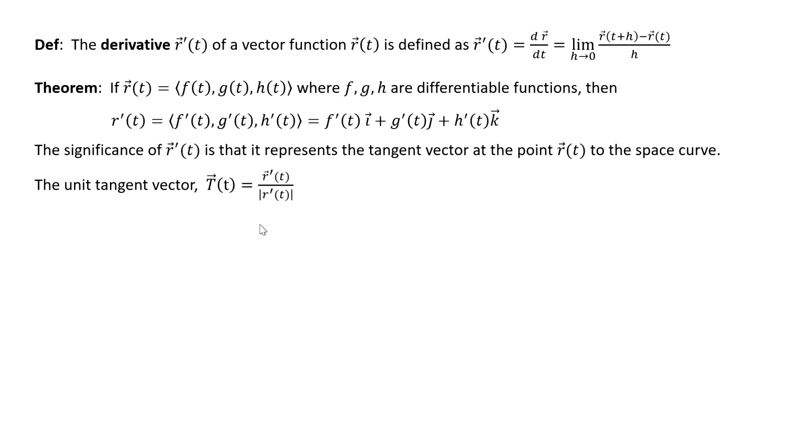What am I saying here? If I say i plus j, what's the magnitude of that? Square root of 2. If I divide that by the magnitude, I should get a unit vector. Okay, yes, 1 over square root of 2 times i plus j.